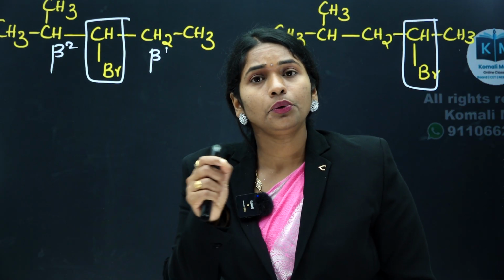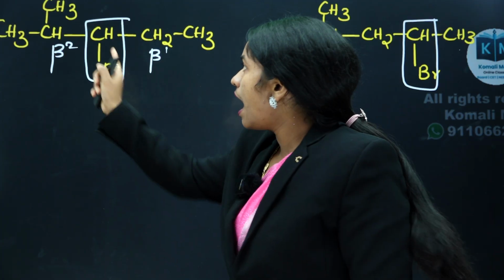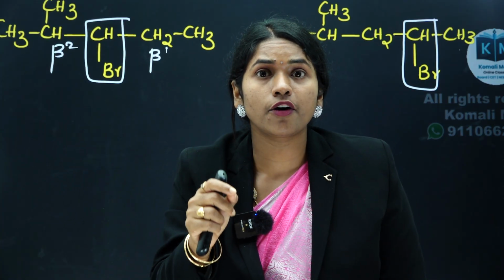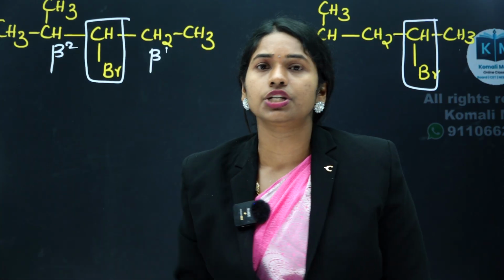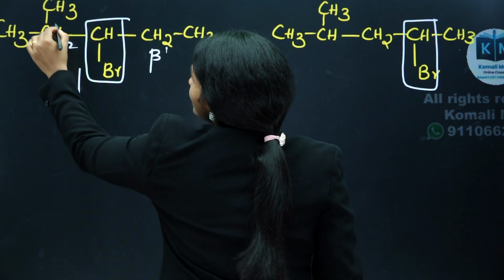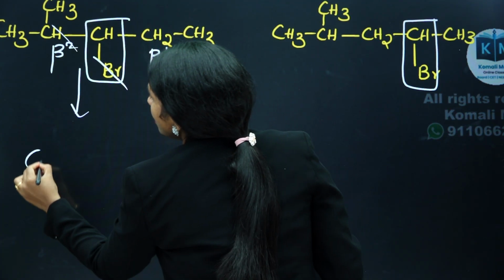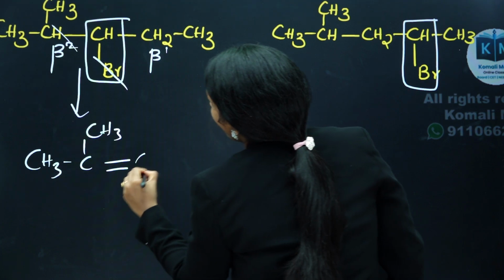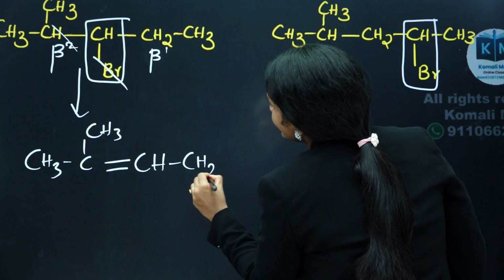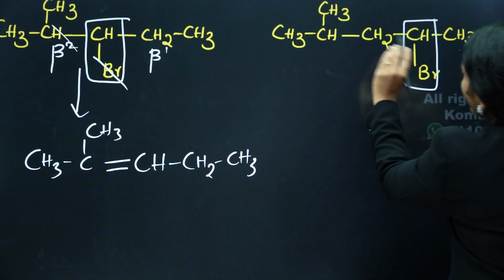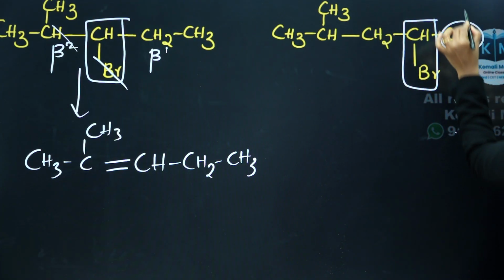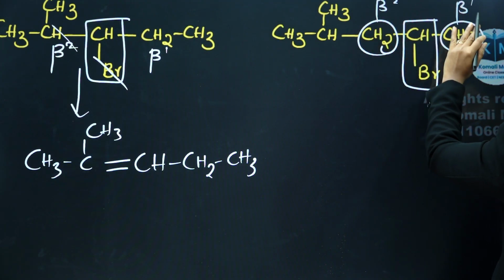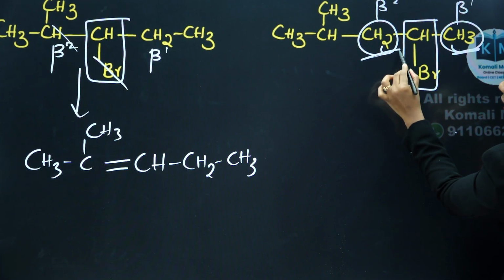Okay. The technique to write the Saytzeff product is: out of these two, whichever beta carbon has less number of hydrogens, remove that hydrogen. So what do you have to remove, students? This hydrogen, this Br. So CH3, CH3, double bond, CH, CH2, CH3. Again, here this is beta 1, this is beta 2, adjacent. Only adjacent you should consider. This side 3 is there, this side 2 is there.